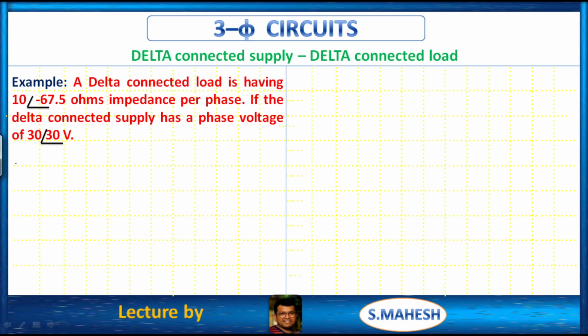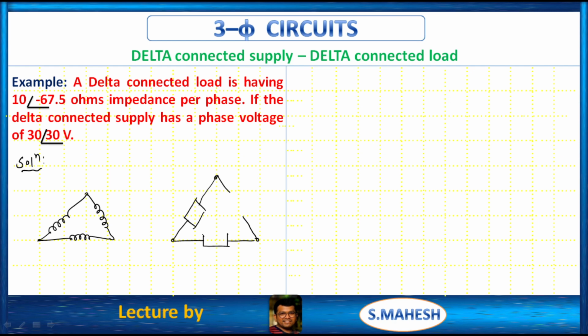First we have to get the connection diagram, right? Supply is what? Delta supply. So this is one winding, this is another winding, this is another winding. Clear? Now the load is also delta connected load. Let us take, this is one phase, this is another phase, this is one phase. So we have a load like this.